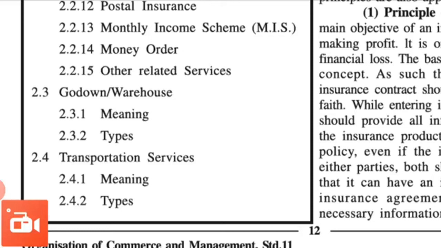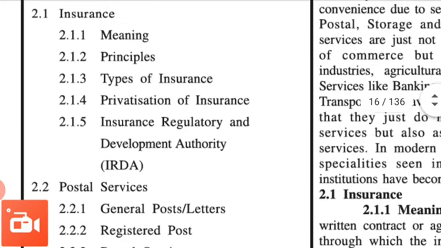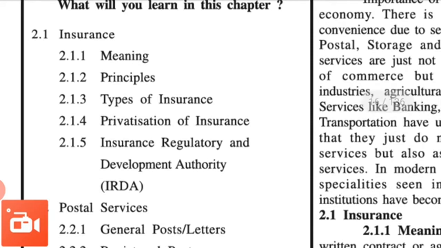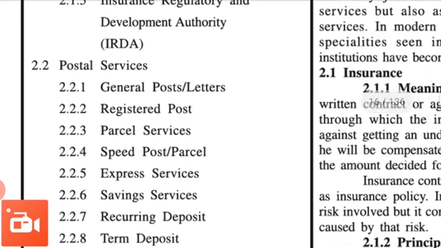These chapters cover services, types of services. First one is insurance, second postal, third godown or warehouse, and fourth one transportation service. So there are in all four types of service. We will study the meaning of each particular service, then principle, then types of service.